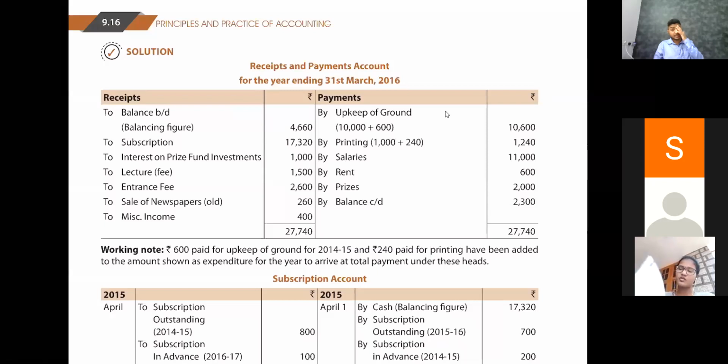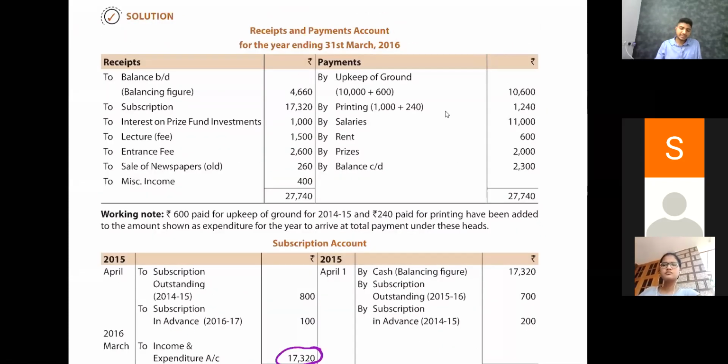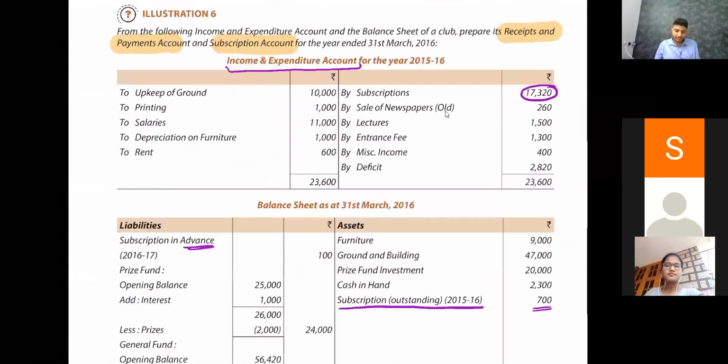Now, accounts we have discussed in our previous session, so I don't want to talk about the subscription account again. If somebody does not understand, they can raise the question and I can tell them again how to do this account. Now, in the receipts and payment account, subscription comes here on the receipts side, 17,320. That is the amount we have calculated. Apart from that, what else is there?